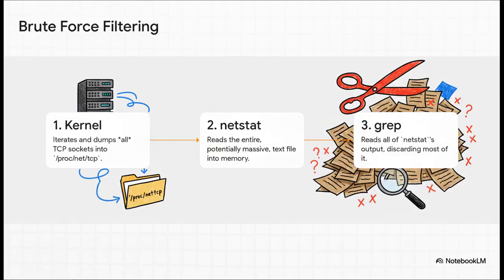And this just lays out how incredibly wasteful the whole process is. When you run a command you've probably run a million times, netstat | grep, you're kicking off this cascade of inefficiency. First, the kernel has to work its tail off to dump everything. Then, netstat, in user space, has to read that potentially massive file. And then, finally, grep has to wade through all of that output, throwing away almost all of it, just to find the one line you actually cared about. It's total brute force, and it puts a really dangerous load on the system.